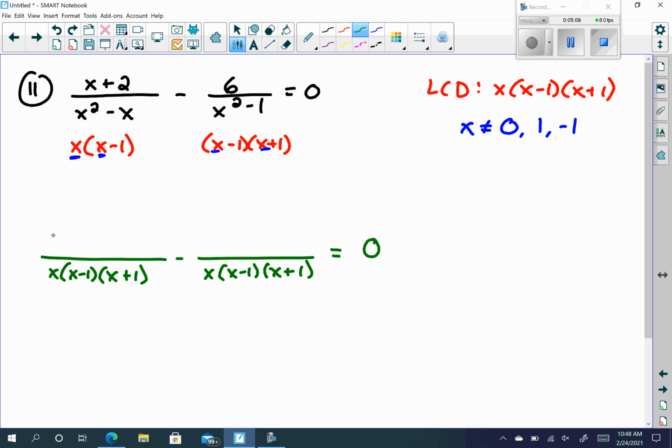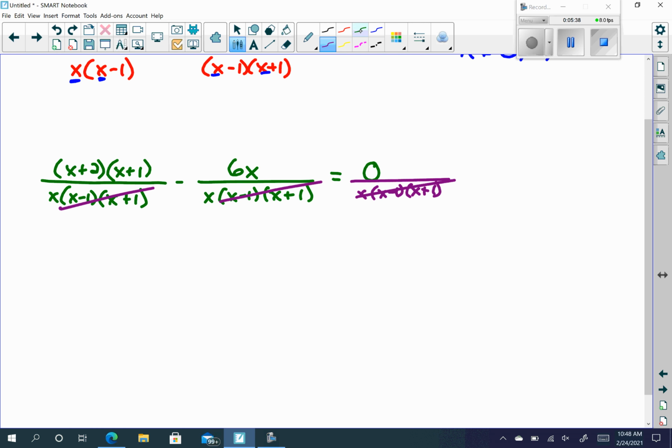So what this means now is this x plus 2 had the x and the x minus 1. That needs to get multiplied by x plus 1. The 6 had both the x minus 1 and the x plus 1, so we just need to multiply by x. And again, I can cross out my denominators because, even if I put this over x times x minus 1 times x plus 1, if I were to multiply by anything, that's still just going to be 0. But if you need to see it, we can still cross out our denominators.